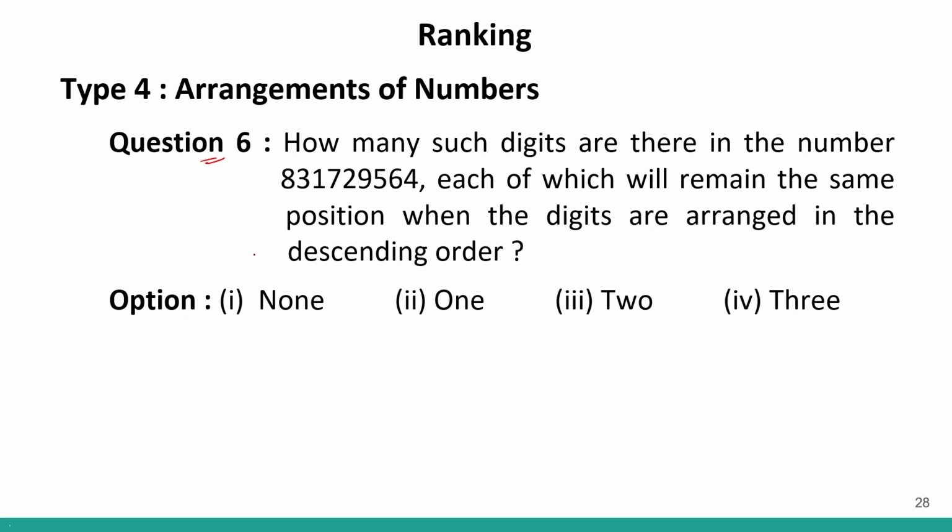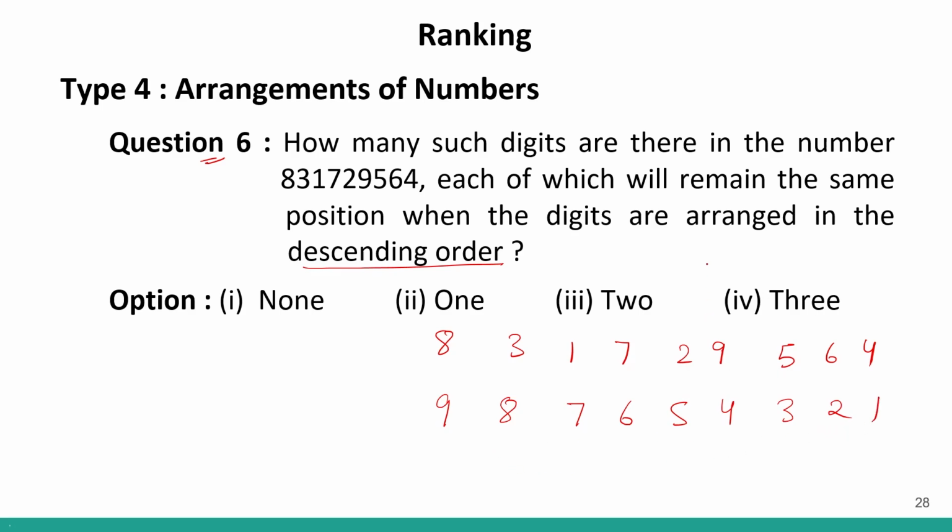Question number 6 says, how many such digits are there in the number, each of which will remain in the same position when the digits are arranged in descending order? So how many digits are there? 8, 3, 1, 7, 2, 9, 5, 6 and 4. These are your digits. We have to arrange them in descending order. So if I arrange them in descending order, I will get 9, 8, 7, 6, 5, 4, 3, 2 and 1. This will be the arrangement in descending order.